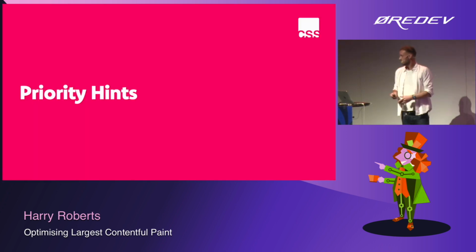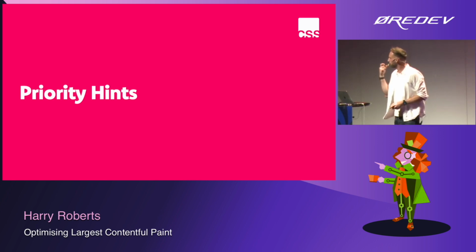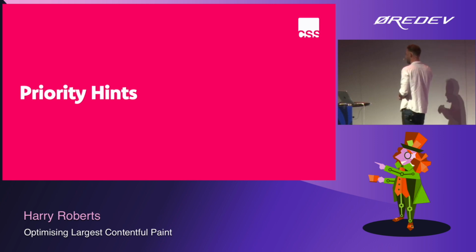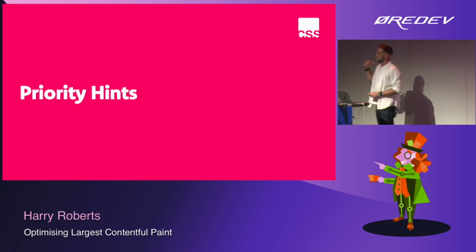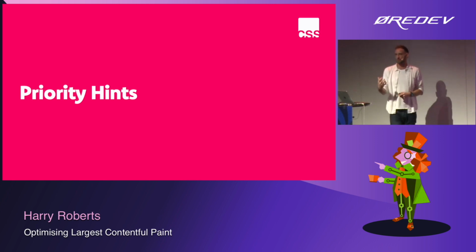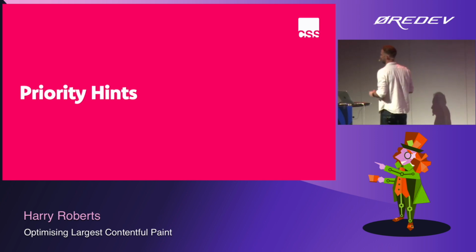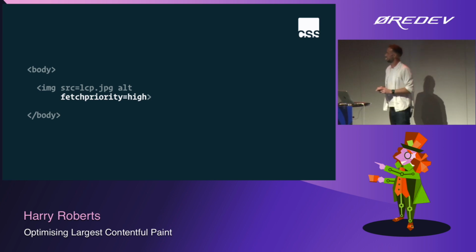The next thing is priority hints. I'm completely smitten with priority hints at the moment. They're very, very powerful and, again, very, very simple. They have a similar use case to preload. It's basically to encourage a faster fetch. The syntax, again, very, very simple.